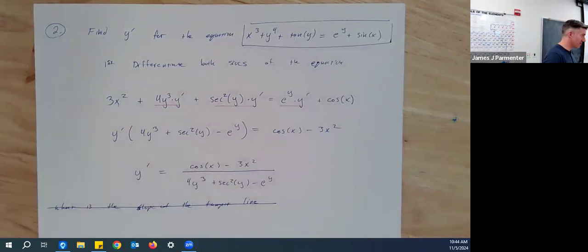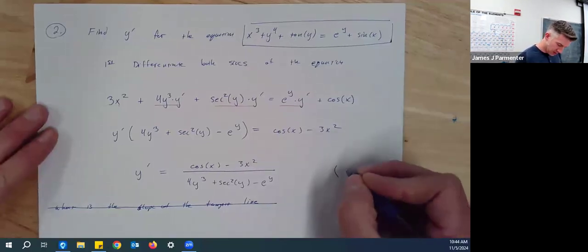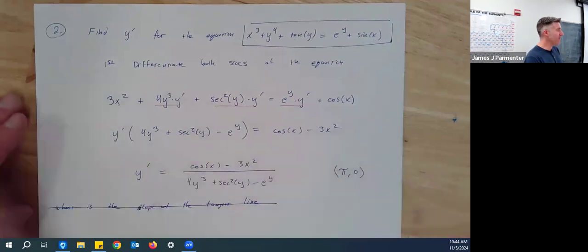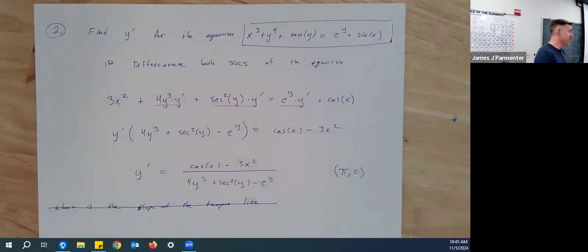But if you had a point that was on the graph, say for example, here's a point that I know isn't on the graph, but I'm just going to make it up. Let's say we had the point pi, 0. If that was on the graph and you want to find the slope of the tangent line at that point, you would plug in pi for x and 0 for y, and then get whatever your value was, which would not be particularly nice here. That'd be the slope of the tangent line at that point.